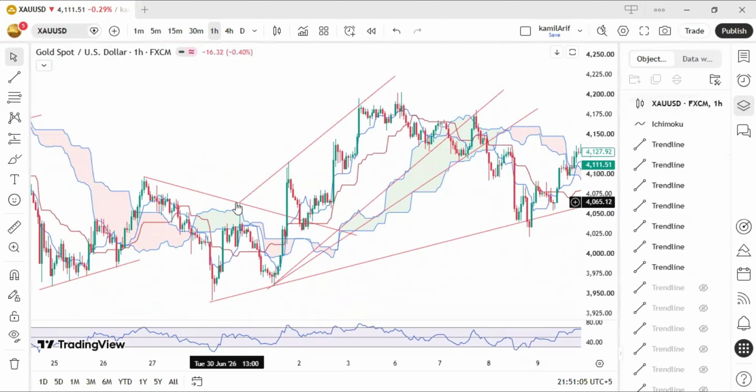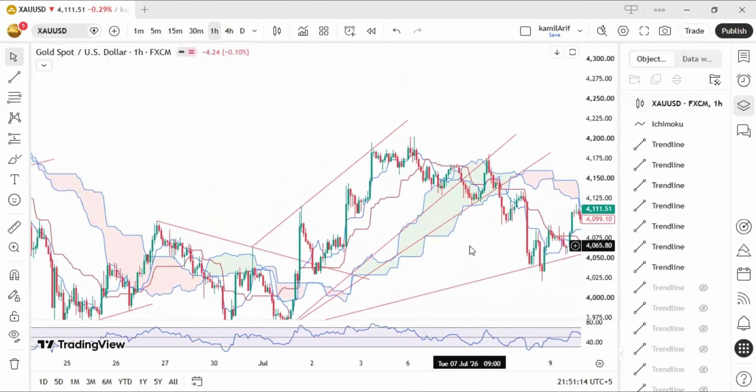Look at this one, reference point number 1, reference point number 2. After that, the price goes up to this trend line, breaks out of it, comes back to it, retests the trend line, and then goes up massively.